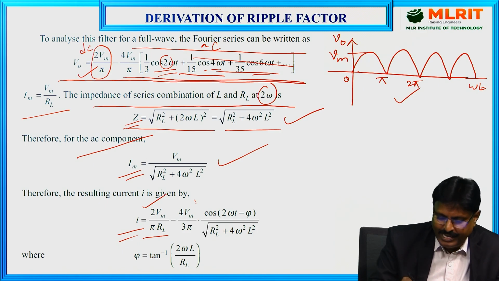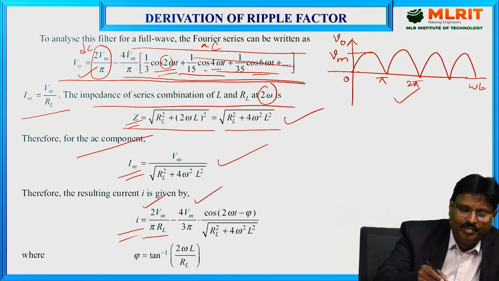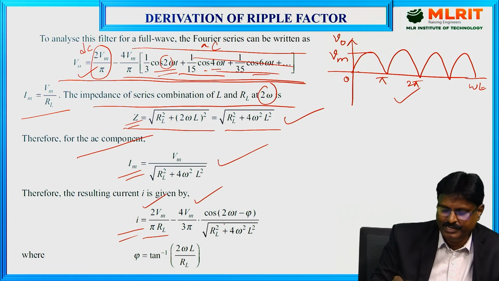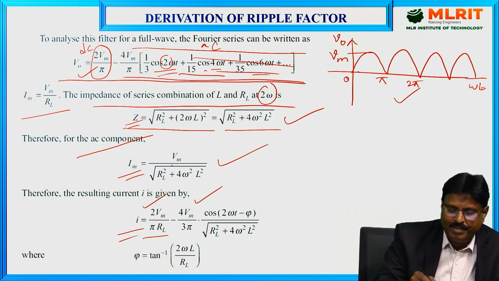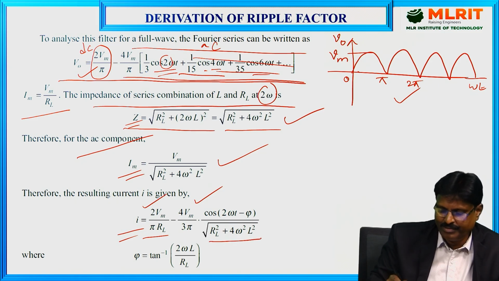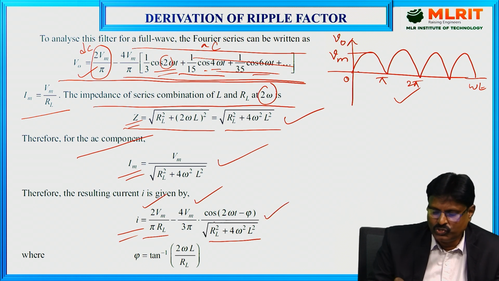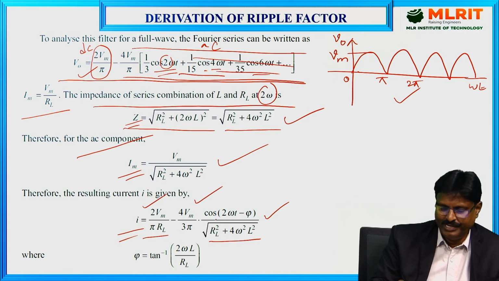Next is the AC current. As you can see here, the magnitude is 4 Vm by pi into 1 by 3, divided by ZL. ZL means root over RL square plus 4 omega square L square, times cos of 2 omega t minus phi. Why? Because it is an AC component, a sinusoidal representation. That's why cos of 2 omega t minus phi, where phi is the angle.